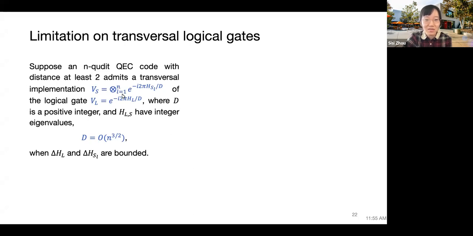So now this is the first result. Basically, if we have a transversal implementation of a logical gate, and we assume that for the transversal implementation, the local Hamiltonians are just HSL divided by some D, and the logical gate is also HL divided by some D, and if we assume H has integer eigenvalues, in the end we can prove that D grows at most with the scaling of n to the power of 3/2 when HL and delta HSL are bounded. So basically, you can also grow exponentially with respect to n.